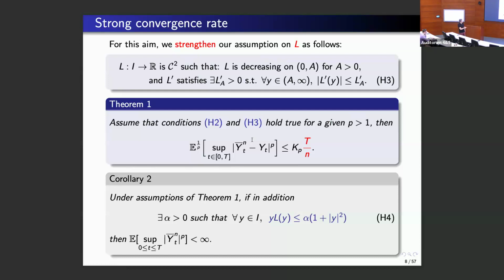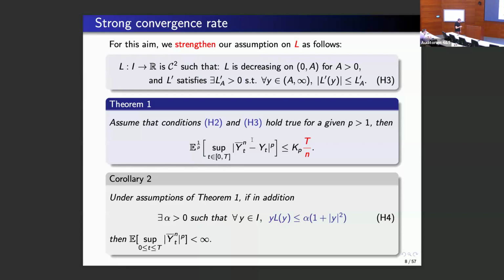So thanks to this theorem, you can easily deduce the corollary here if you want to have moments. This is also useful for the multi-level setting to guarantee finite moments for your scheme. So we need this fourth assumption here, H4, that is given here, which means that y times L has a quadratic growth, sorry, quadratic growth. So this is the scheme.